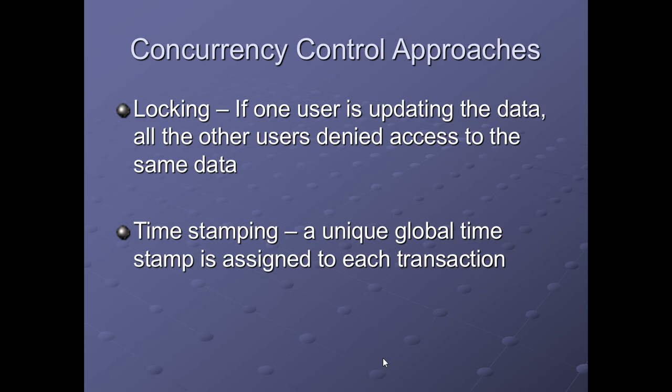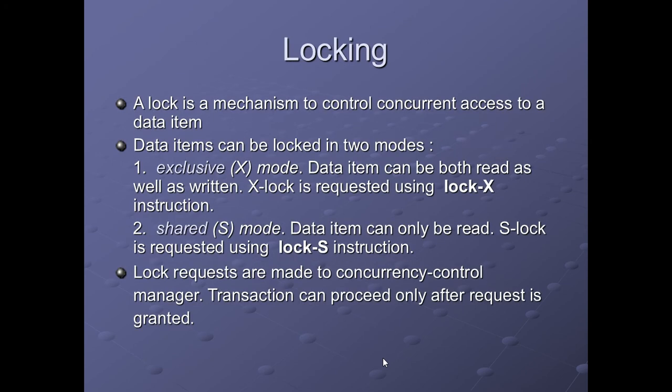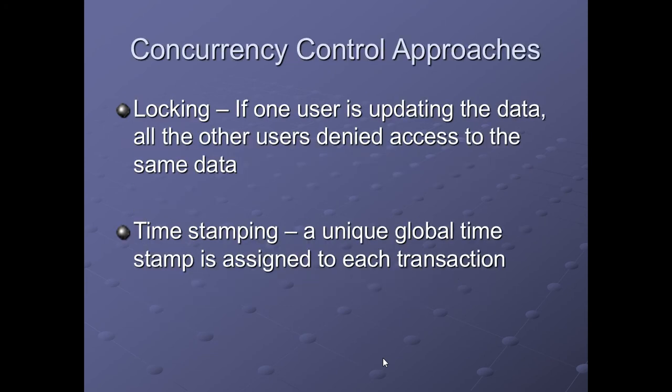Then time stamping. A unique global timestamp is assigned to each transaction. So time is being assigned to each transaction here. Then a lock is a mechanism to control concurrent access to a data item. Let us say on the table that we had here, we had two users that are trying to access the same data. So there should be a mechanism that controls that simultaneous concurrent access to the data item. So they should be given time. And here we've got the time stamping.